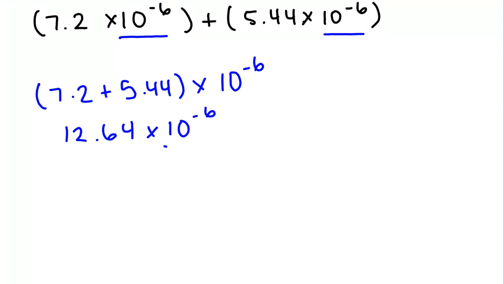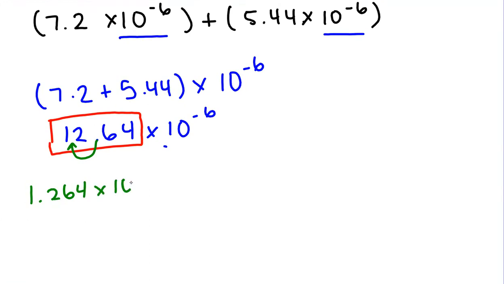Now notice here we have some alarm bells because this is more than 10, which means we need to turn it into scientific notation in order to have it correctly written. So we're going to take this decimal and move it over so that we have 1.264, and because we moved it one space, we're going to have 10 to the power of 1. Now our 10 to the power of negative 6 stays here.